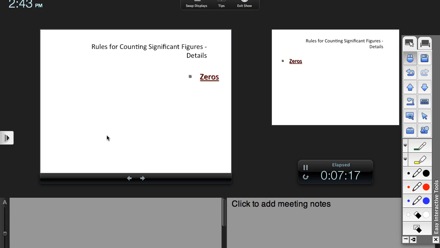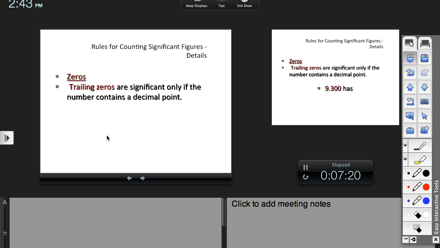All right, so next we have trailing zeros. Trailing zeros are those at the end of a number. They're only going to be significant if the number contains a decimal point. So take a look at 9.300 and think about it, and then write down what you think this could be on your board. All right, what you got? All right, so we have mostly 4s. I see a 2 and I see a 3. So let's talk about it.